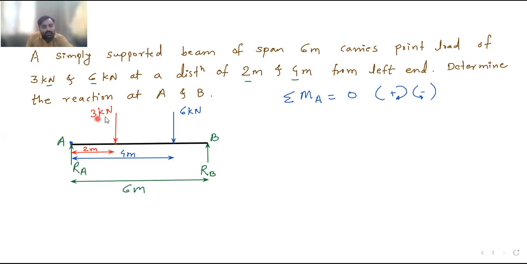Next force is this 3 kilonewton. What is the distance of this 3 kilonewton from A point? It is 2 meter. So its moment will be 3 into 2. Now is it positive or negative? Now see, this 3 kilonewton is moving down.